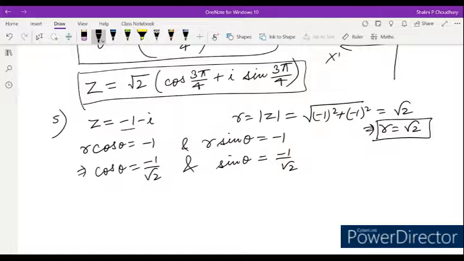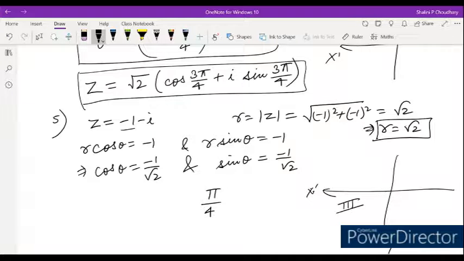Now sin and cos, this is pi upon 4, 1 upon √2, but sin and cos both are negative, so it will be in the third quadrant because this is x dash and this is y dash. So this is the third quadrant where sin is negative and cos is negative. Okay, so for the third quadrant, what we will do, then the value of theta will be minus pi upon 4, so that will be equal to -3 pi upon 4.